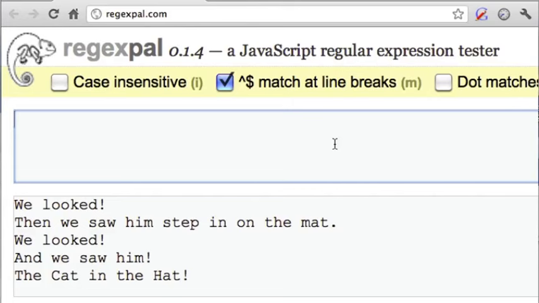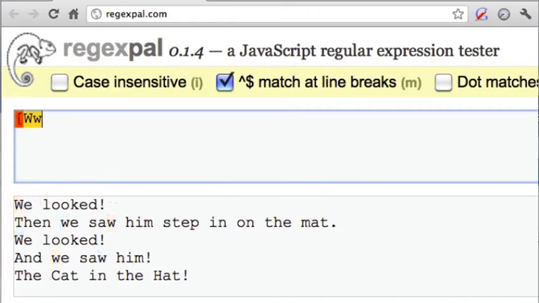And we have a little text here from Dr. Seuss. We looked, then we saw him step in on the mat. We looked and we saw him, the cat in the hat. And let's try our disjunctions. So we can have the capital W and a lowercase w, and that's going to match, as you can see, the capital W's and the lowercase w's just fine.